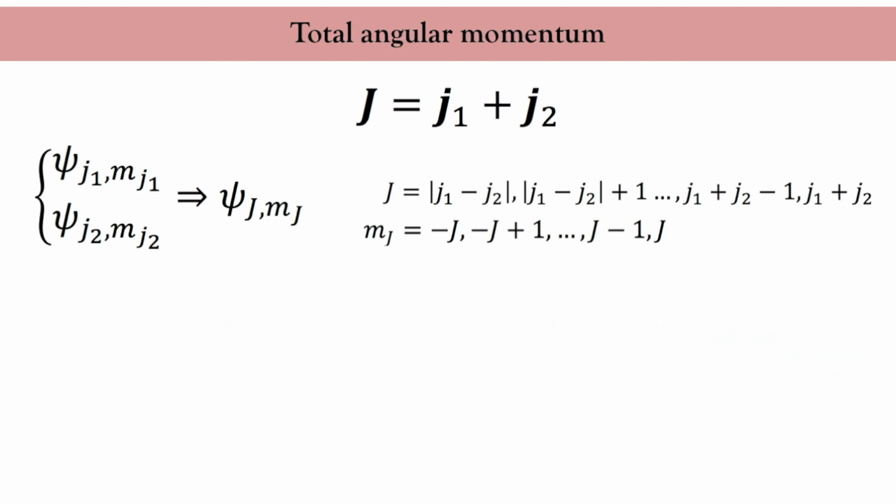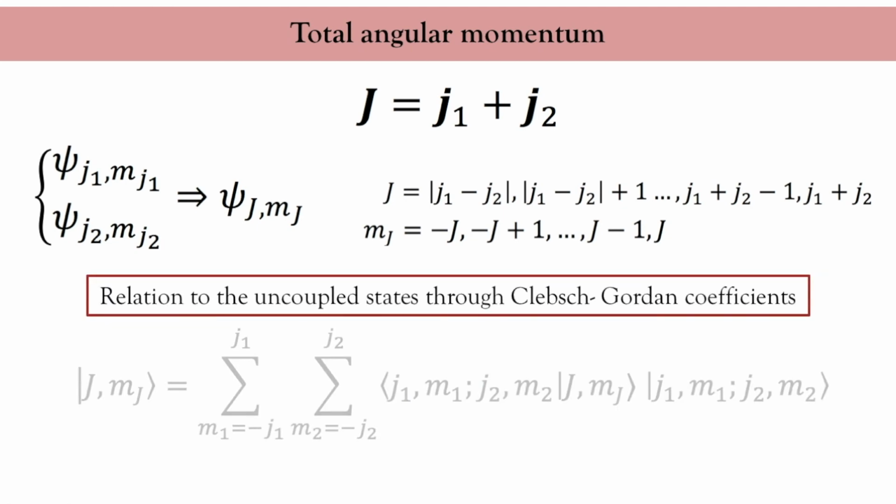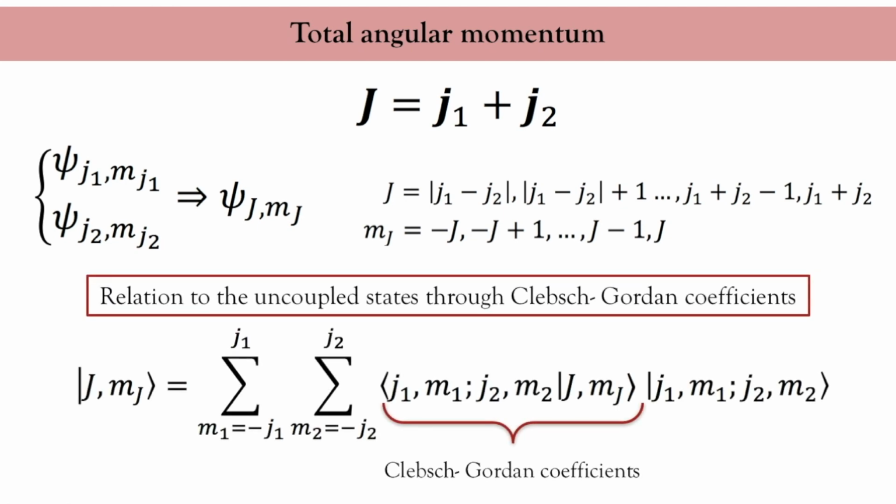The question we haven't answered is how to connect the composite state with the individual eigenstates. In other words, how to calculate the composite wave function from the wave functions of the individual components. Well, this is achieved through what are called Clebsch-Gordan coefficients, which fortunately are tabulated.